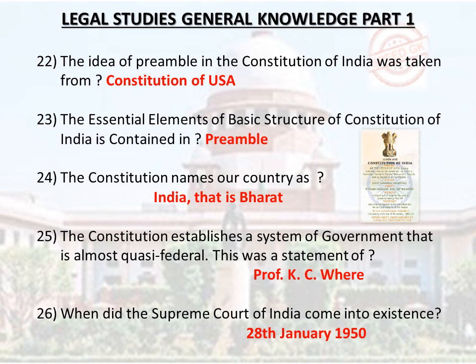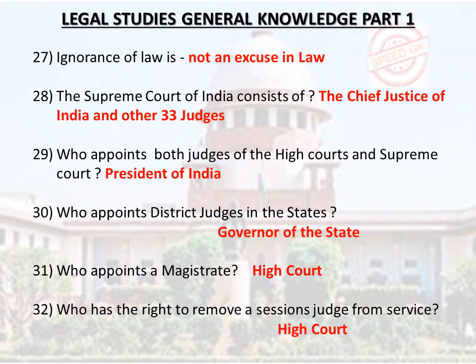When did the Supreme Court of India come into existence? 28 January 1950. Ignorance of law is not an excuse in law. The Supreme Court of India consists of the Chief Justice of India and 33 other judges. Who appoints both the judges of the High Courts and Supreme Court? President of India. Who appoints district judges in the states? Governor of the state. Who appoints a magistrate? High Court. Who has the right to remove a sessions judge from service? High Court.